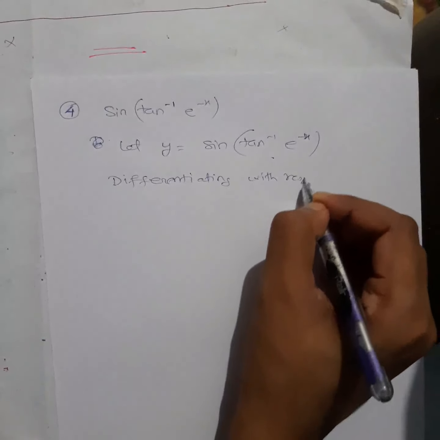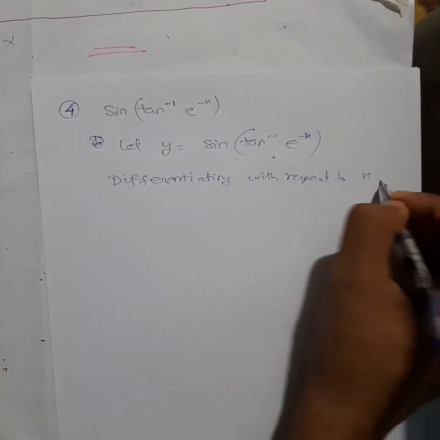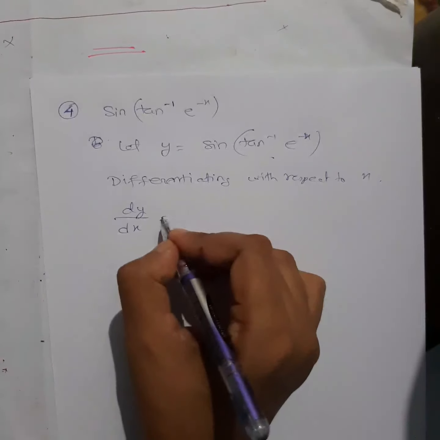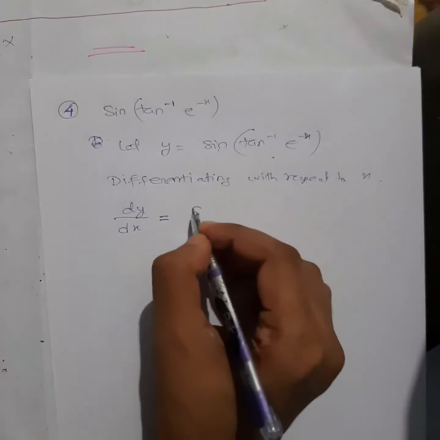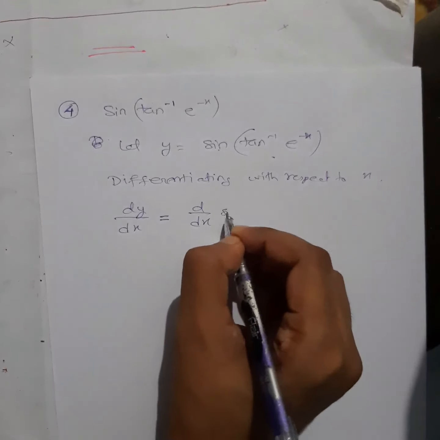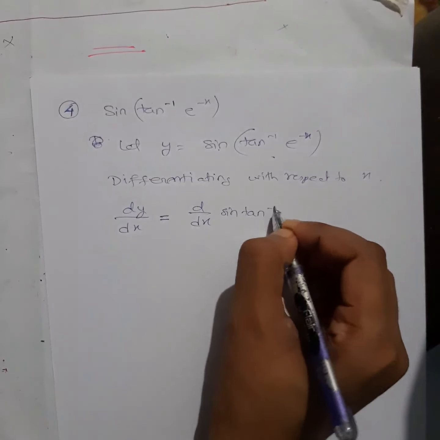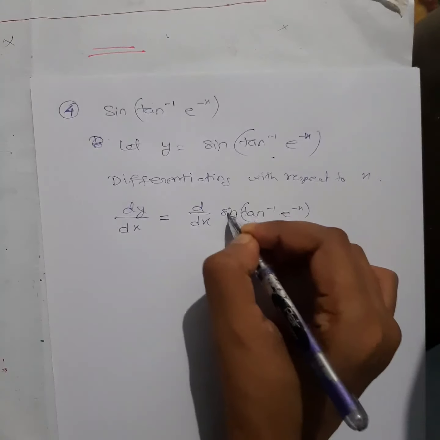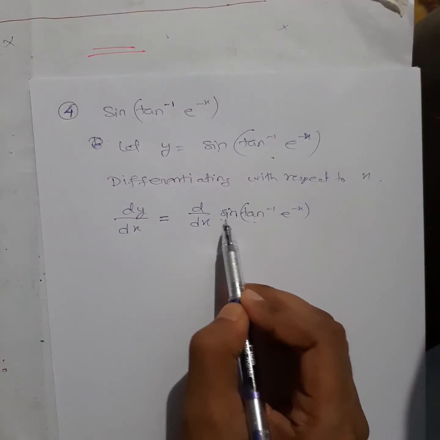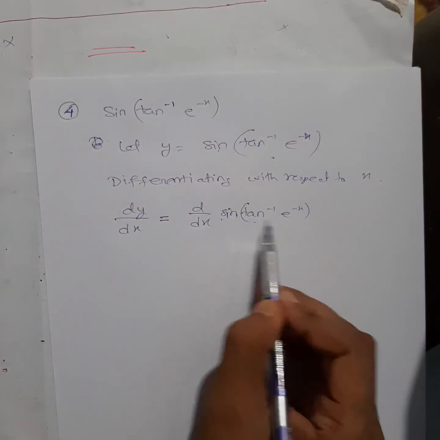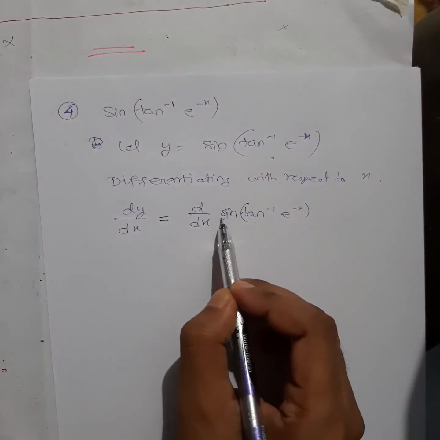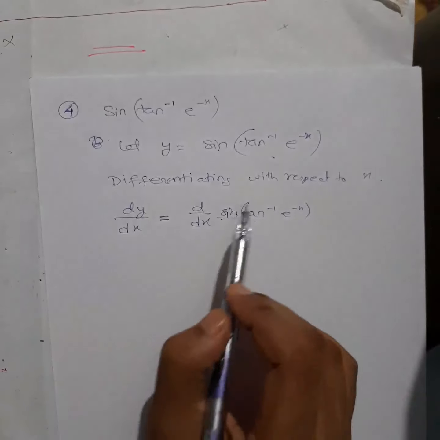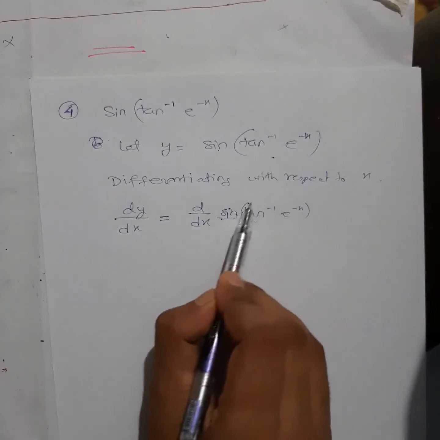with respect to x, what we will get: dy by dx is equal to, now this one is in which form? Let me write down first. d/dx of sin(tan inverse e to the power minus x). Now don't get confused here, students. This is not a product. Some students might think it is uv form. This is not uv form. You can see this is a sine angle. Sine alone does not have any meaning, remember that. So it is sin x form.